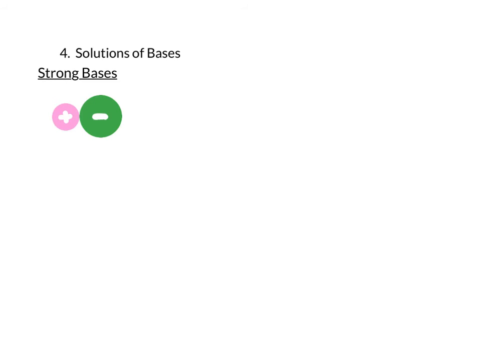And finally, we'll look at solutions of bases. Again, there are two classes of bases. We have our strong bases and our weak bases. We'll focus on the strong bases first. For example, we can look at something like sodium hydroxide, one of the strong bases.